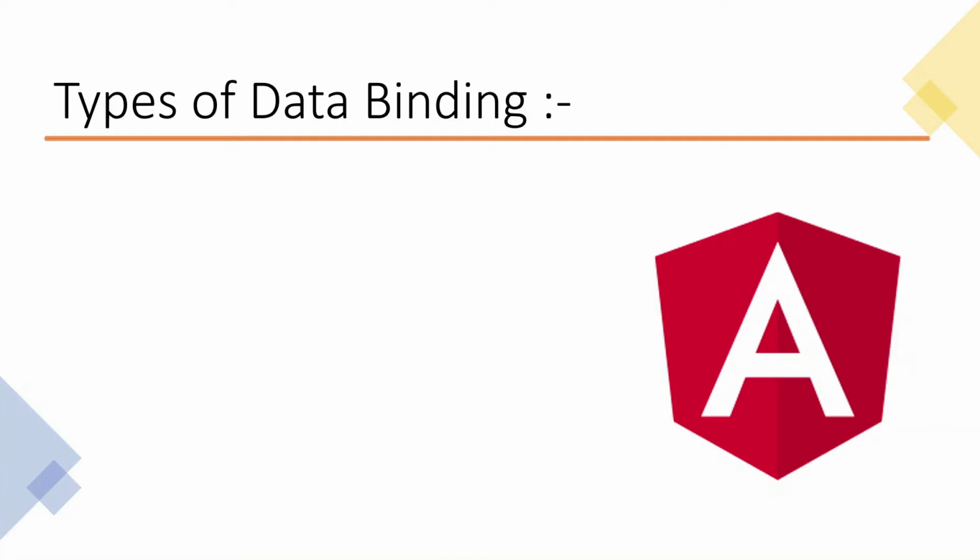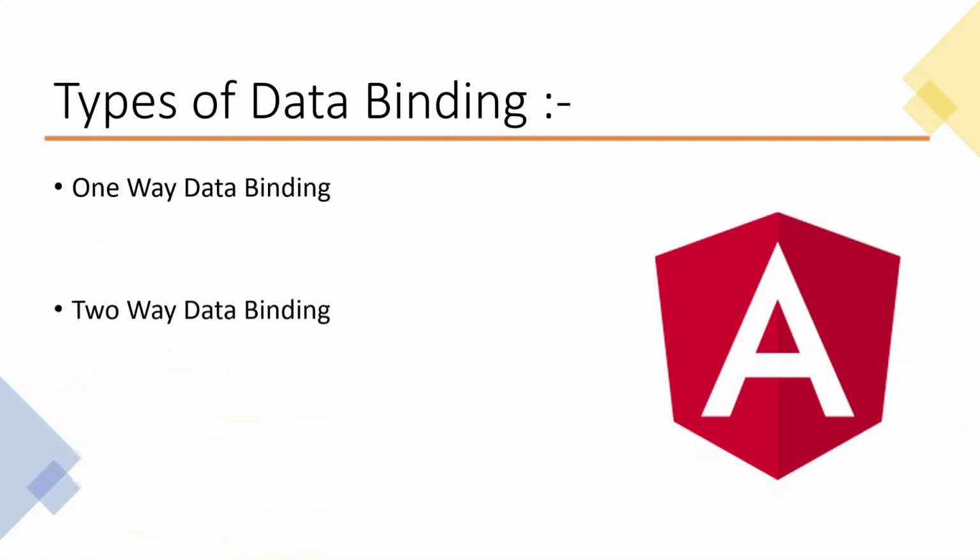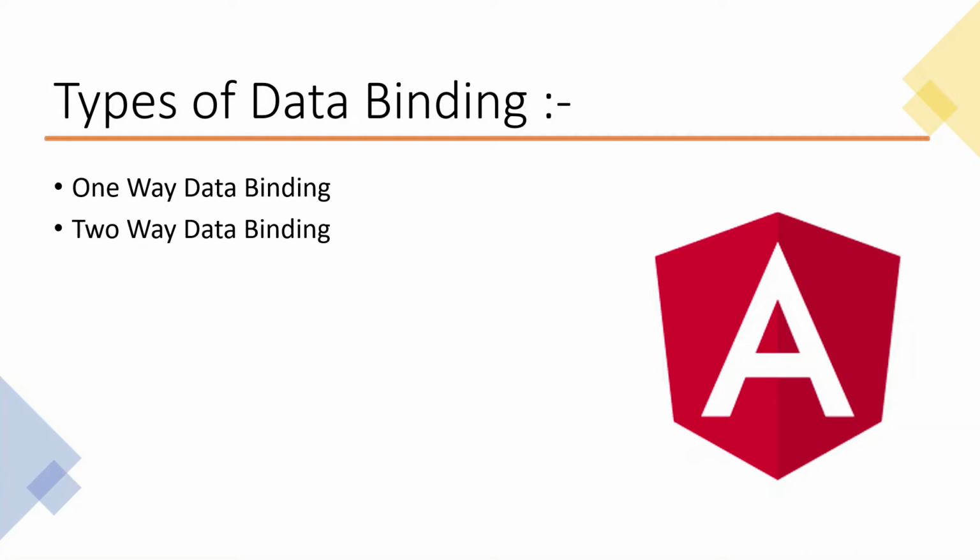Data binding are of different types. Let's know what are the different type of data bindings available. There are two types of data binding that is available. One is one-way binding, another is two-way binding.